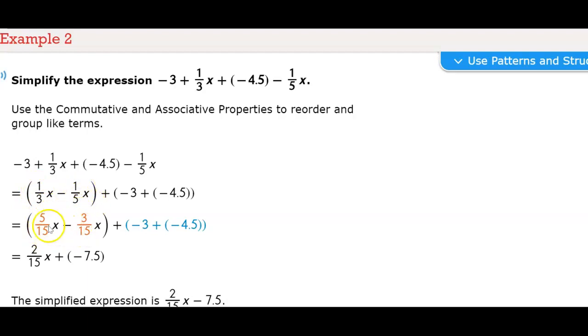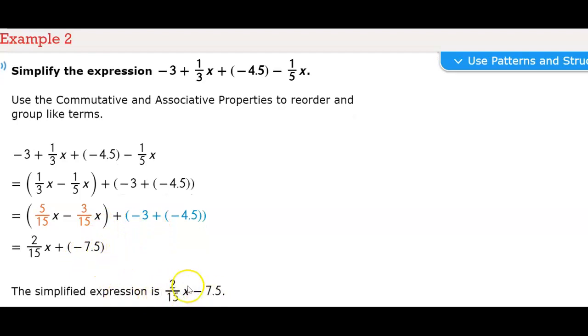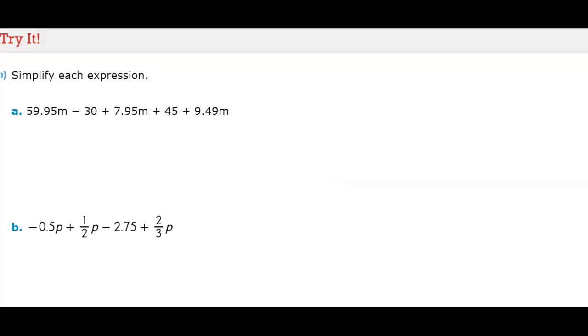And then once you subtract, because we do have that subtract here, you get 2/15 times x. And for -3 and negative 4 and 5/10, they're both negative, so you would add those up and you get -7 and 5/10. And so your simplified expression is 2/15 times x minus 7 and 5/10.